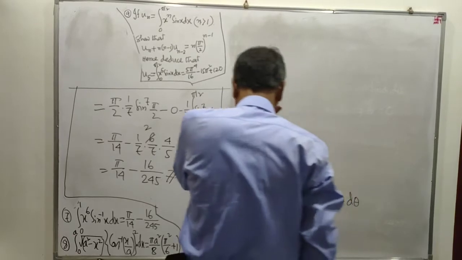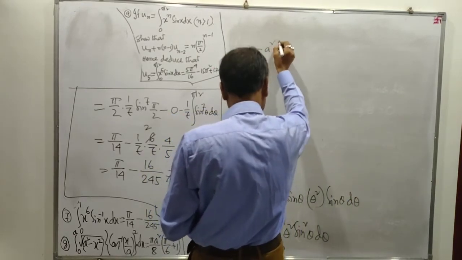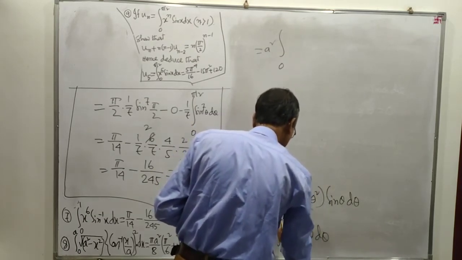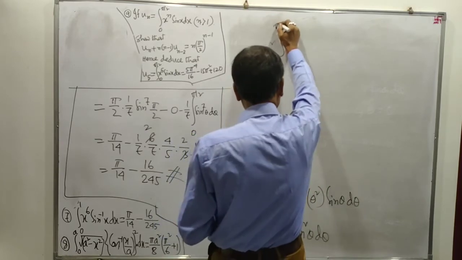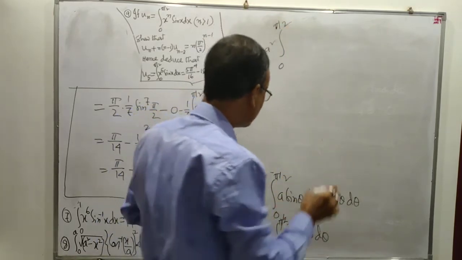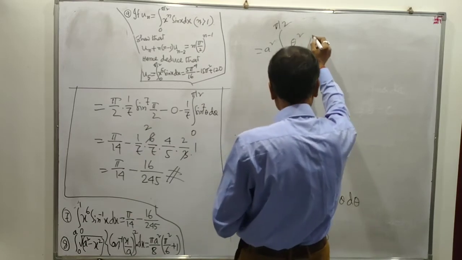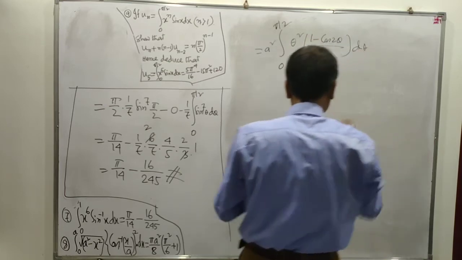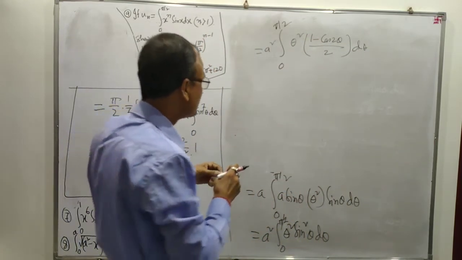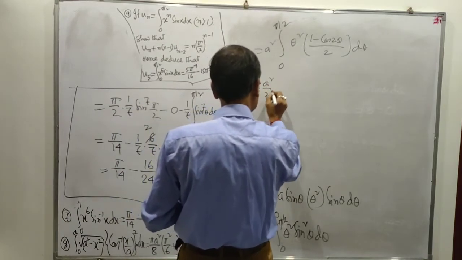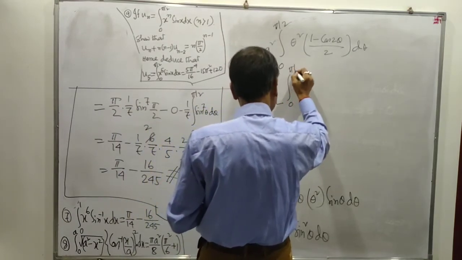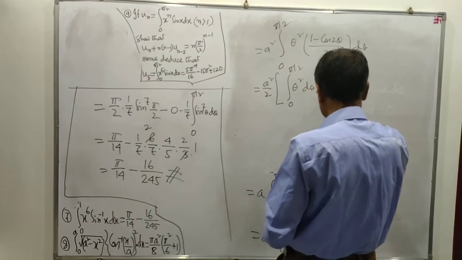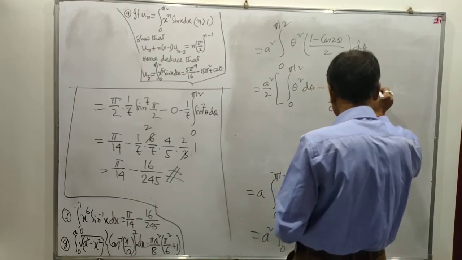You see, this is equal to a square, integration 0 to pi by 2, theta square sin square theta. Sin square theta, you may write as 1 minus cos twice theta divided by 2. This is equal to a square by 2, integration 0 to pi by 2 theta square d theta minus integration 0 to pi by 2 theta square cos 2 theta d theta. You may write in this way.